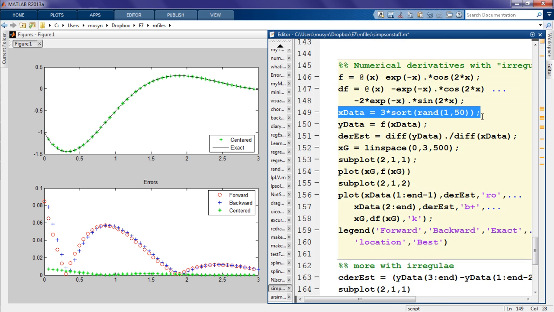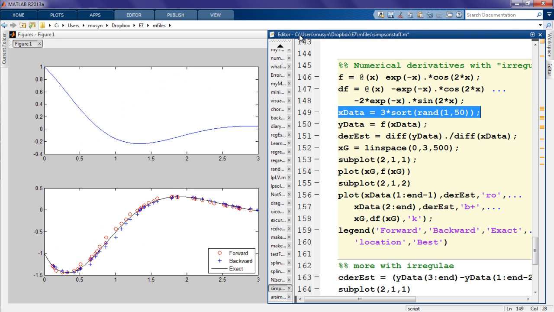The function's the same, but instead of creating linearly spaced data from 0 to 3, I'll create randomly spaced data from 0 to 3. So I'll use rand(1,50) to make 50 values randomly spaced between 0 and 1, sort them to get them in the right order, and then multiply by 3. That'll give me a range of 0 to 3. Then follow the exact same procedure. Let's see what happens.